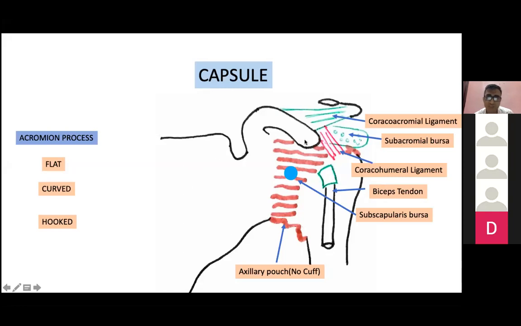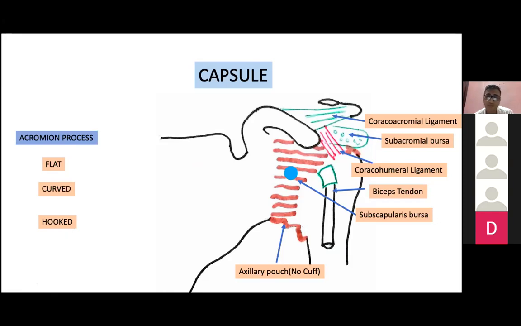The acromial process is another important consideration in the anatomy of the rotator cuff muscles. This may be flat, curved, and hooked type. In case of hooked type, this is hooked all the way inferiorly. So the coracoacromial space is very narrowed. And this hooked type of acromial process has larger incidence of the rotator cuff tear.